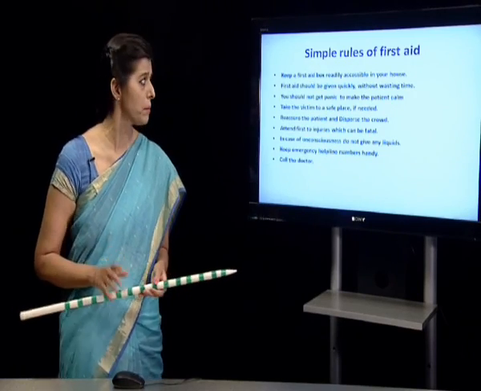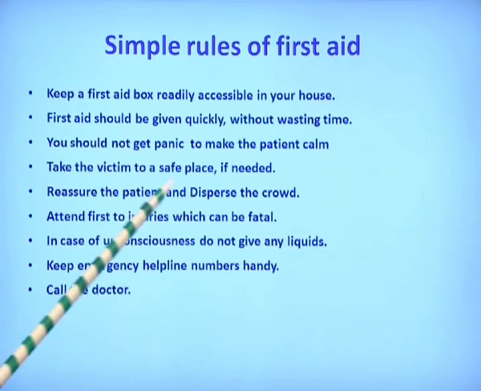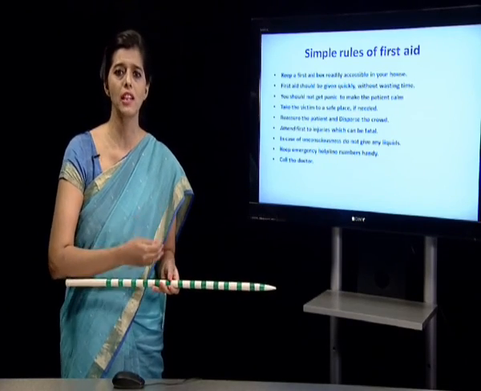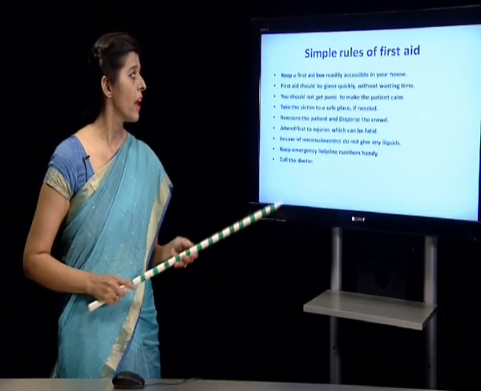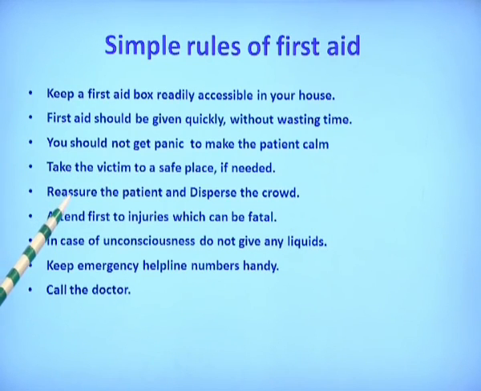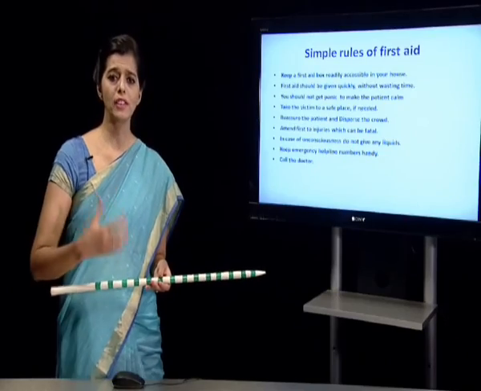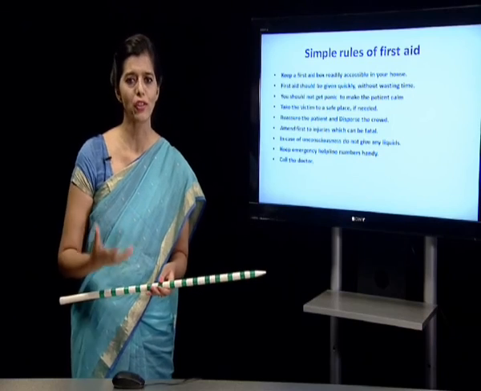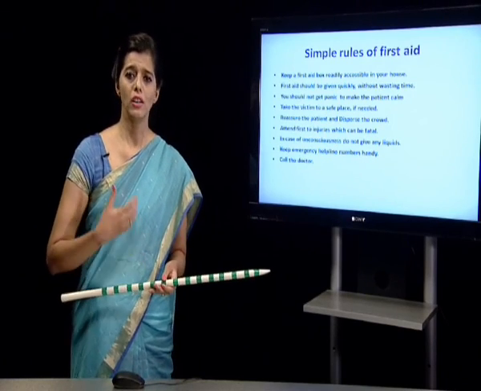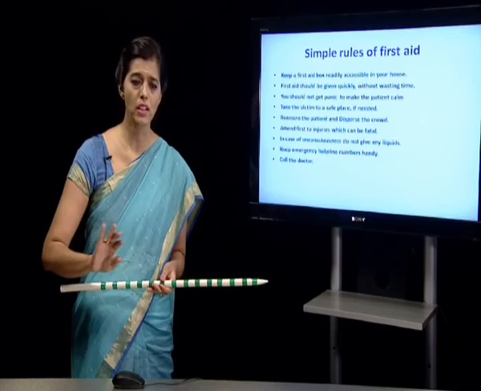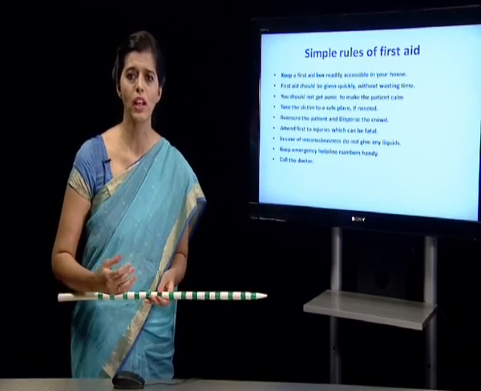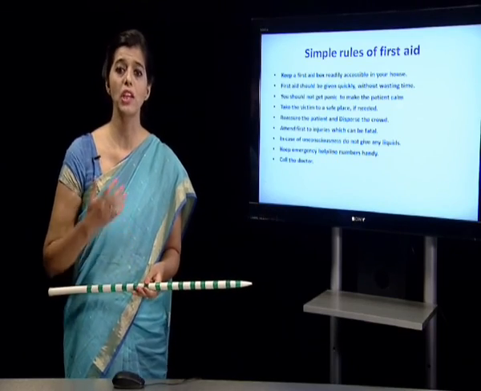You have to maintain calm and take the victim to a safe place. Maybe he has got injured in a kitchen, you need to take him to a safe place where he can sit and you can give first aid to that victim. And you need to reassure the patient and disperse the crowd. Normally, when somebody is injured in home or outside, there is a tendency, a lot of people who care for that person come around and inquire, but at that time you should disperse the crowd and you should reassure the patient that the patient will be fine very soon and nothing much has happened, so that the patient stays calm.